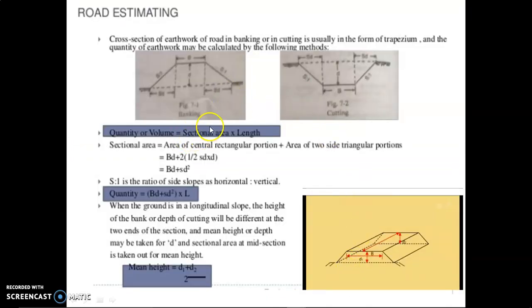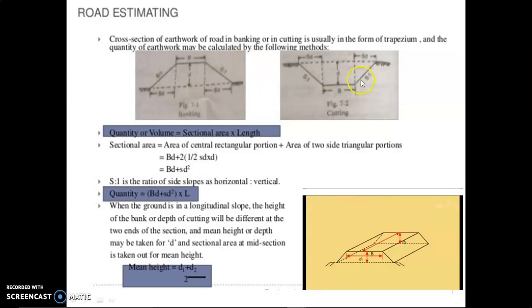Now for calculating the earthwork of a road estimate, we have three methods. Here we discuss all three methods one by one. This is the shape of the road. This is the side slope S:1. This is the side slope S:1. This is our formation width. This is the height of the road, and sorry, this is the total width of this road, and this one is the length.